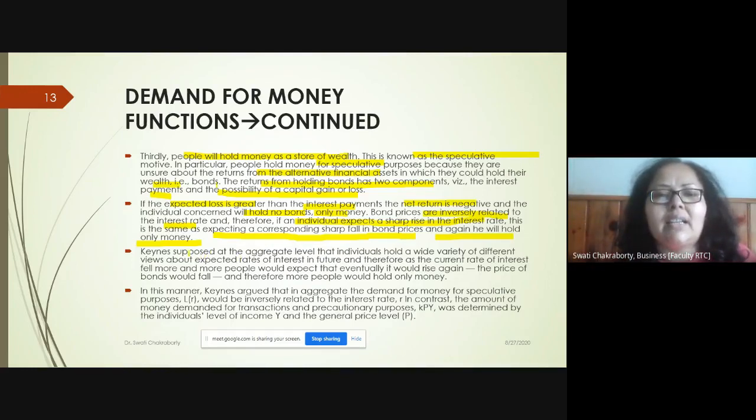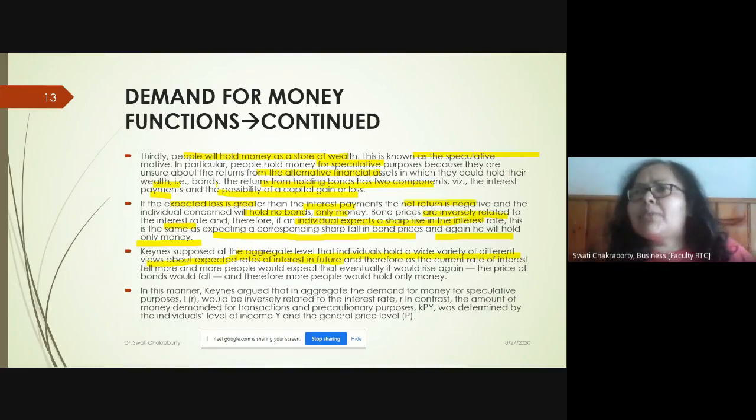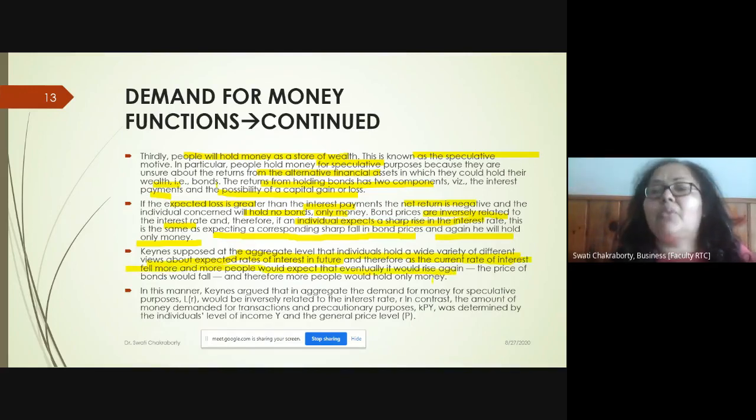Keynes supposed, at the aggregate level, that individuals hold a wide variety of different views about expected returns of interest in future. Different people view it in different ways, depending on whether they're optimistic or pessimistic about the future. As the current rate of interest falls more and more, people would expect that at some point it would rise. That means the price of bonds will fall, and so more people would hold only money now.